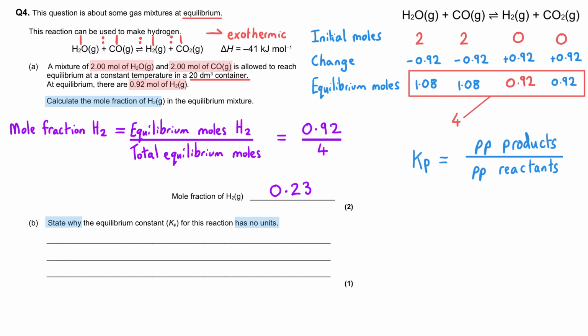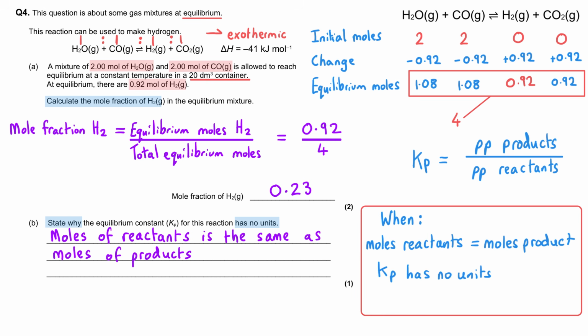Now, on this occasion, and every occasion when Kp has no units, the reason that Kp has no units is that the total moles of reactants is the same as the total moles of products. And that means that in the Kp expression, those partial pressure term units are going to cancel each other out. And so this is one of the key features of a situation where the moles of reactants equals the moles of the product. The other is that the sum of all of the initial moles for all of the chemicals will be equal to the sum of all the equilibrium moles for all of the chemicals.